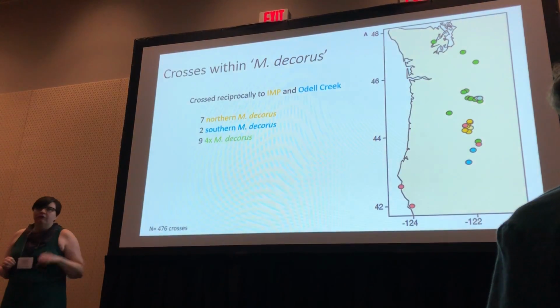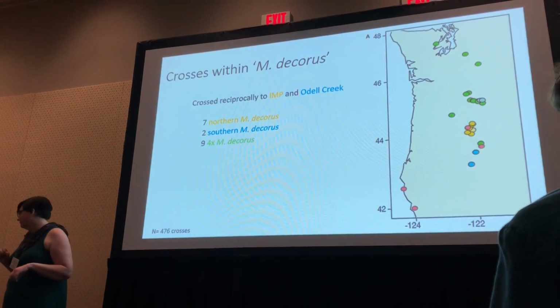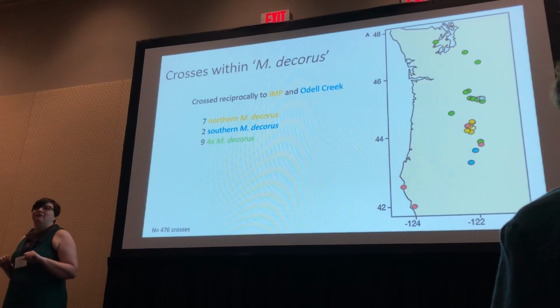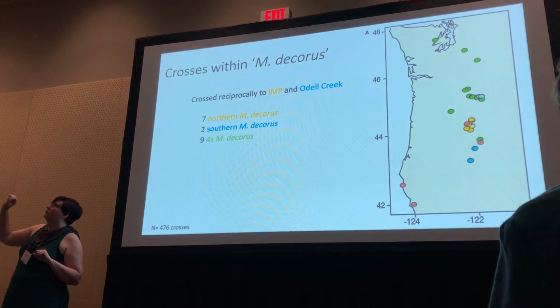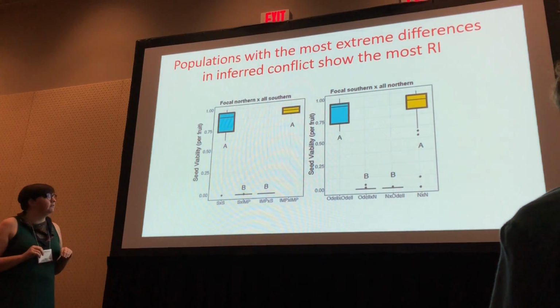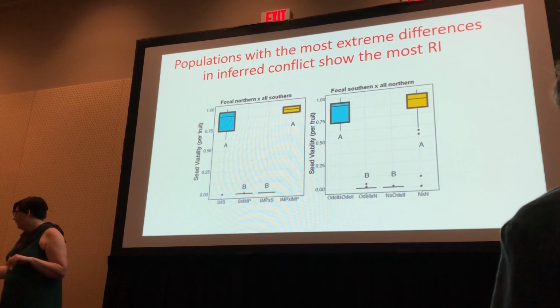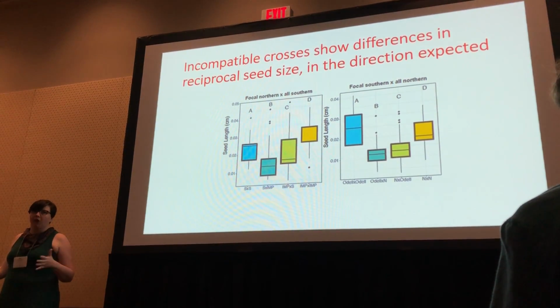So to do this, we took a focal population from the north and one from the south, and we just crossed them to everybody. And what we find, if you take that focal population from the north, you cross it to all the southerns, the focal population from the south, and you cross it to all the northerns, there's 100% hybrid seed viability in both directions of this cross. And that's paired with reciprocal F1 seed size differences in the direction we expect from conflict.